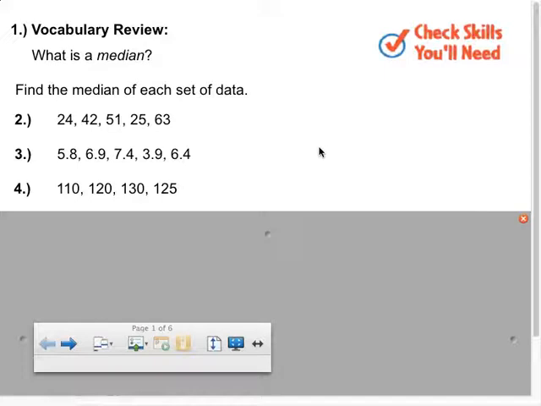So in order for you to do number 2, 3, and 4, you have to know what a median is. What is a median? So, do you have a guess? Just take a guess. You might know what it is, or you might know part of it. Dominic.